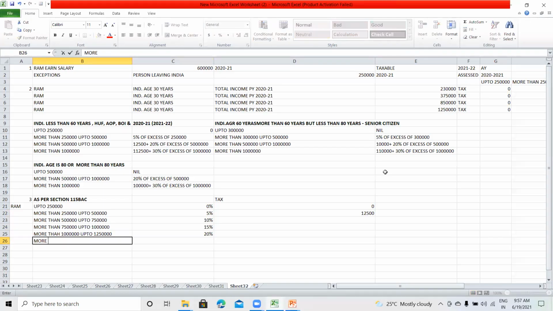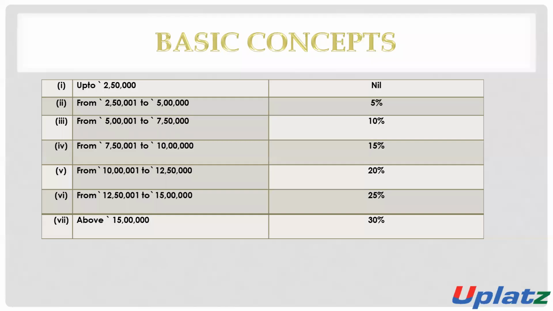If it is more than 12 lakh 50,000 but up to 15 lakh, then the tax rate will be 25%. If it is more than 15 lakh, then the tax rate will be 30%.